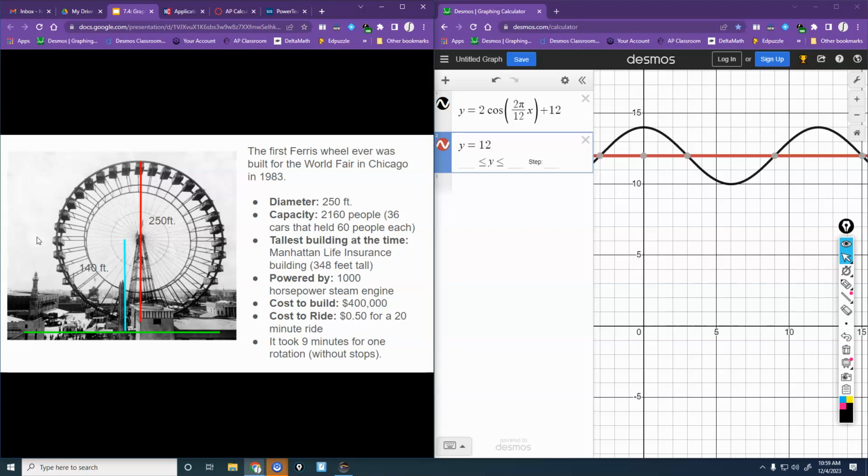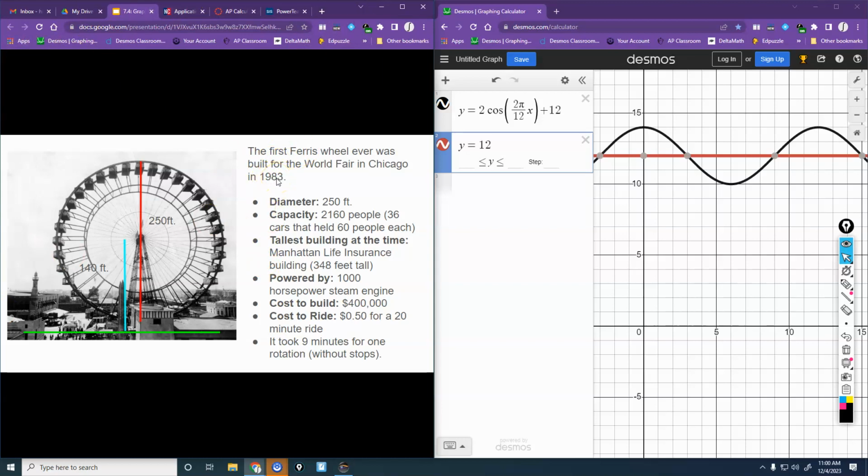The U.S., for their World Fair, was wanting to build something that would also be the centerpiece of this. And you're looking at your picture, and you're like, that's a Ferris wheel. That's not impressive. But here's what you need to know about Ferris wheels. Okay? This is I put 1983. It's not 1983.